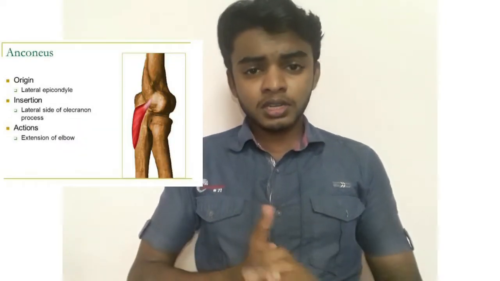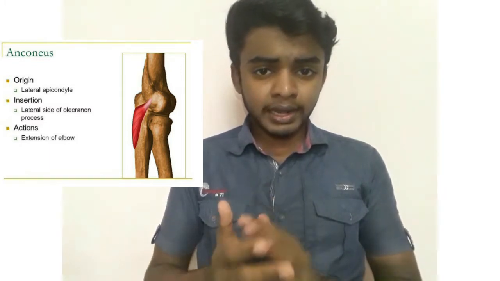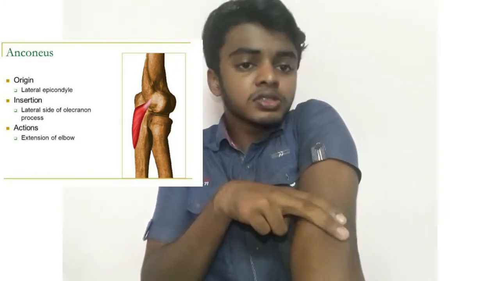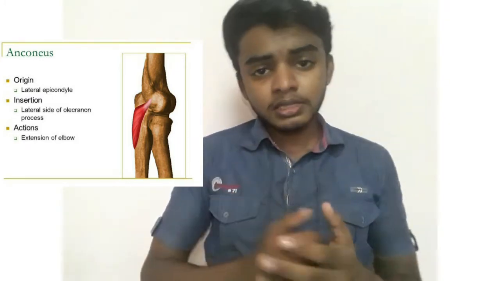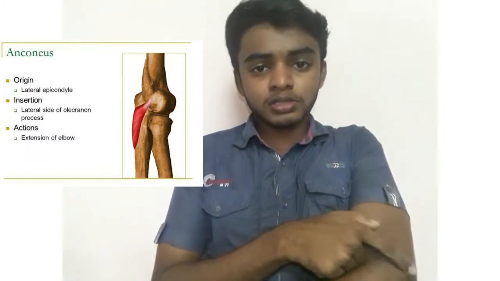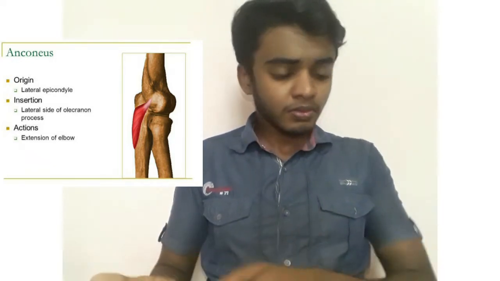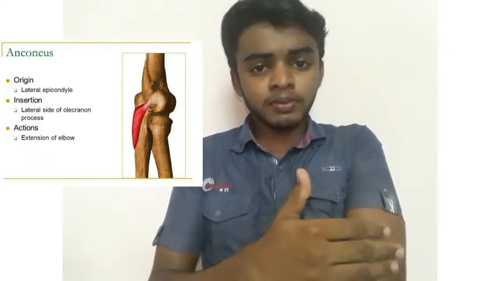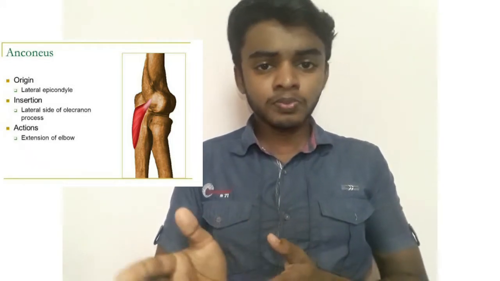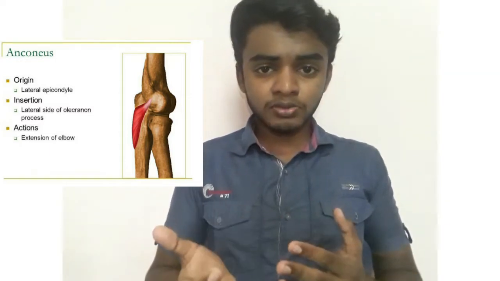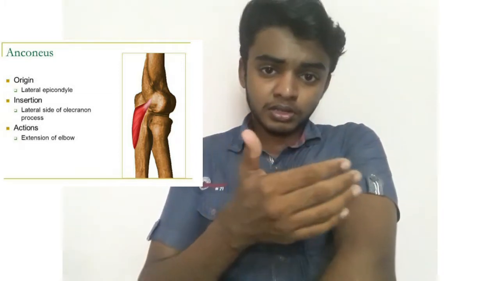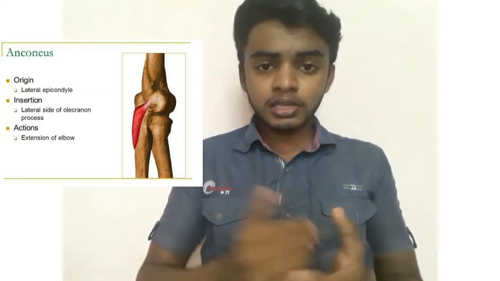Okay, the first muscle will be the anconeus. The anconeus is a triangular muscle which is situated on this area. It takes its origin from the lateral epicondyle of the humerus, and it is inserted into the lateral surface of the olecranon process of the ulna. And nerve supply, it is supplied by the radial nerve. So it is a triangular muscle which takes its origin from the lateral epicondyle of the humerus, and it is inserted into the lateral surface of the olecranon process of the ulna, and its nerve supply is the radial nerve.